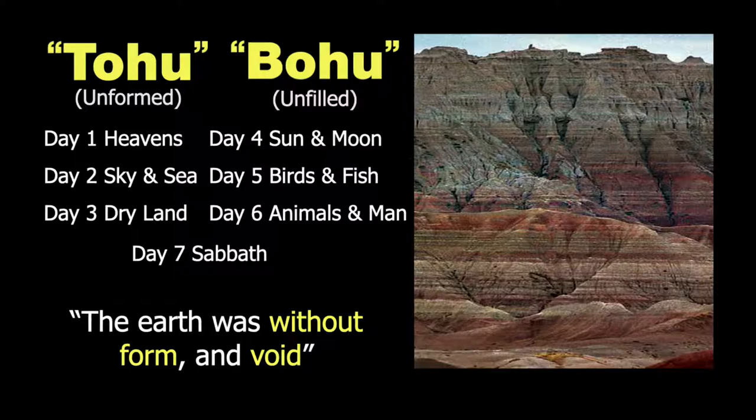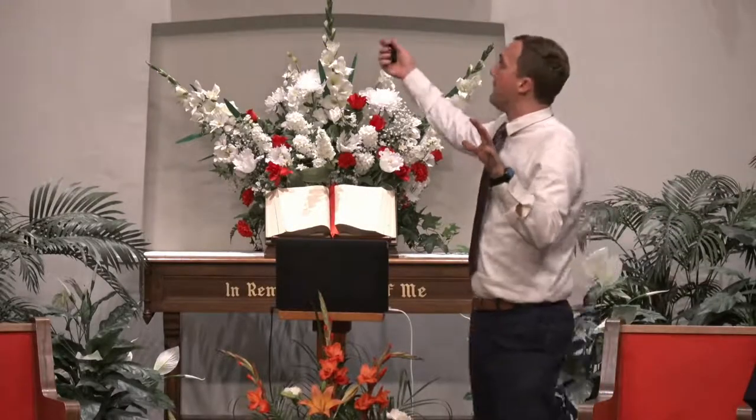What's interesting about this format, as you look in creation, is particularly the last day, the seventh day. Because every single other day of creation has a purpose, right? The sun and moon are filling the heavens, and the birds and fish are filling the sky and sea, and animals and man are filling the dry land. But this last day, where does it fit into this categories that he has?